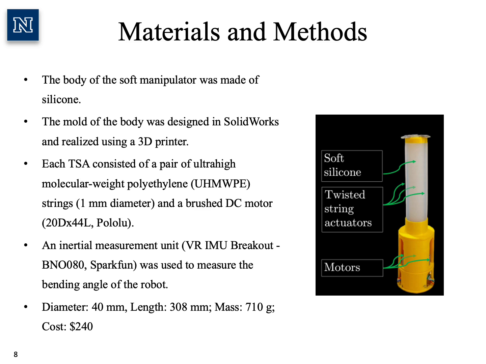An inertial measurement unit from SparkFun, which was attached at the top of the soft body, was used to measure the bending of the manipulator. The mass of the manipulator was 710 grams, length was 308 millimeters, and diameter was 40 millimeters. The total cost to realize the proposed robotic manipulator, including all materials, was around $240.